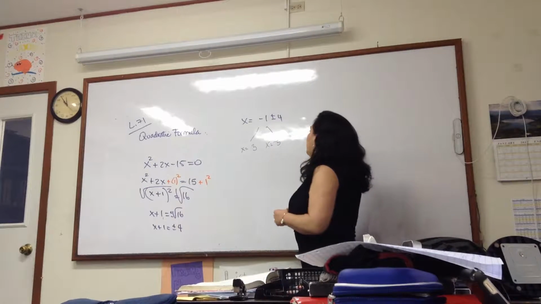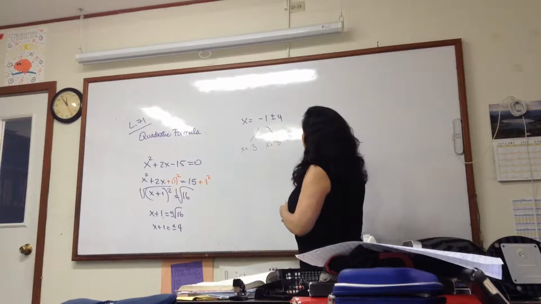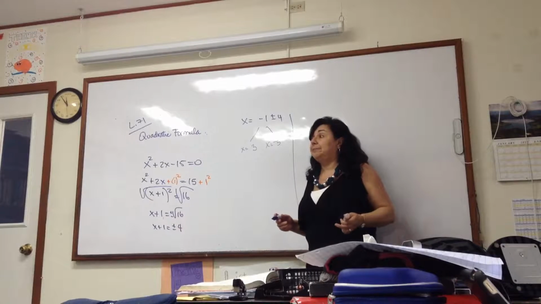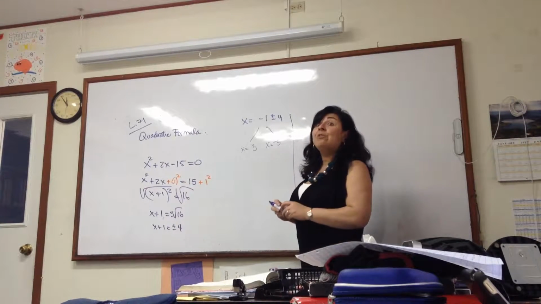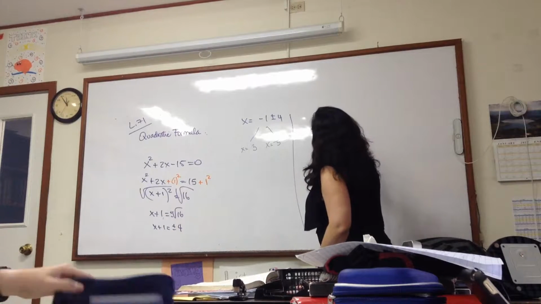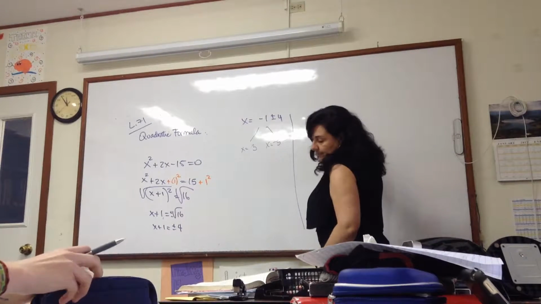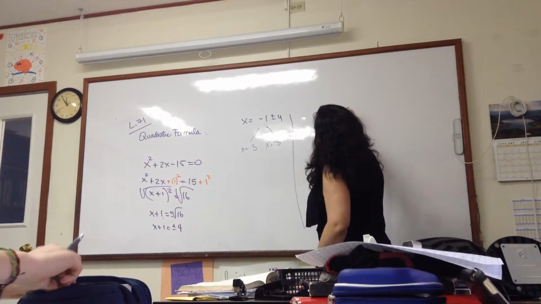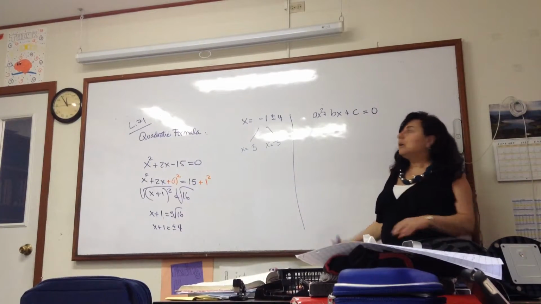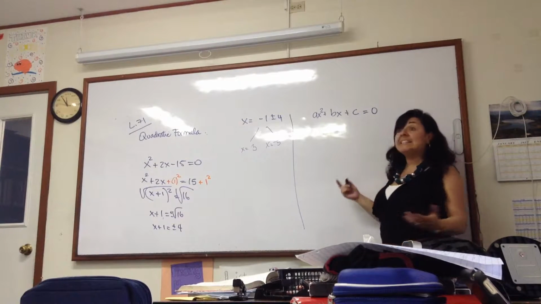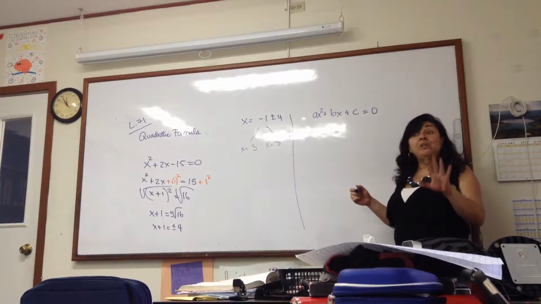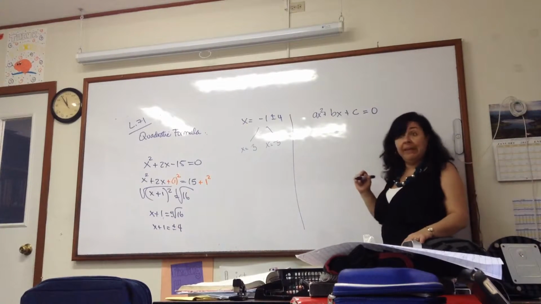Now we are going to do the exact same thing, but we're going to make a formula out of it, which means I'm going to have a general equation: ax squared plus bx plus c equals 0. Don't freak out because you have an a, a b, and a c instead of a number. Well, we do the same exact thing that we did over there.